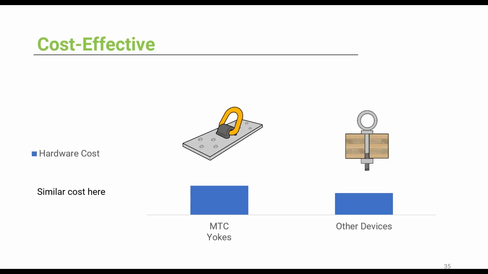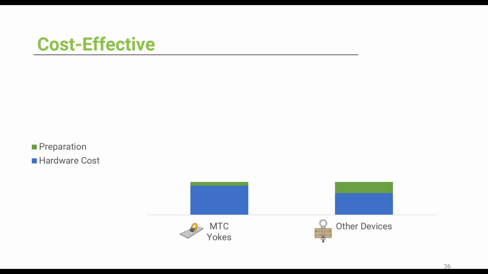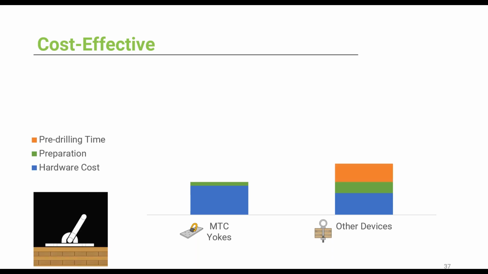The initial hardware cost of the yoke anchoring system is similar to traditional lifting devices like the threaded eyelet rod. Besides respecting edge distances, there's no major preparation needed. And you don't need to pre-drill since all the screws are self-tapping. So this way, you don't really need to worry about things that can get stuck in the pre-drilled holes like the other devices.